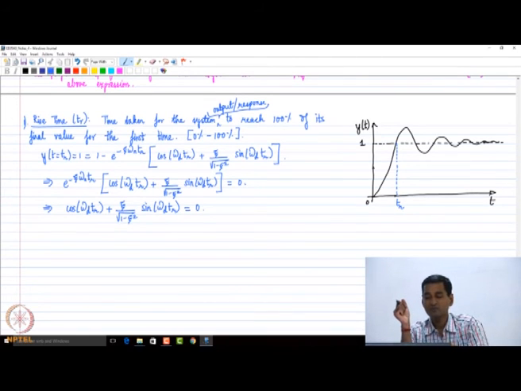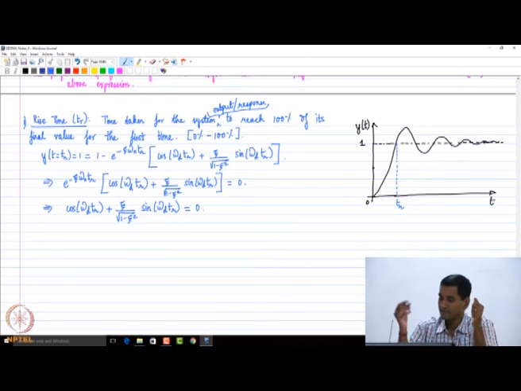So this is like a product of a and b being equal to 0. If a times b is 0, we can have a to be 0, b to be 0, or both to be 0, right? In this case, e power minus zeta omega n tr is certainly not 0. So what should be 0? The term in the square bracket. So if the term in the square bracket is 0, then what will happen?